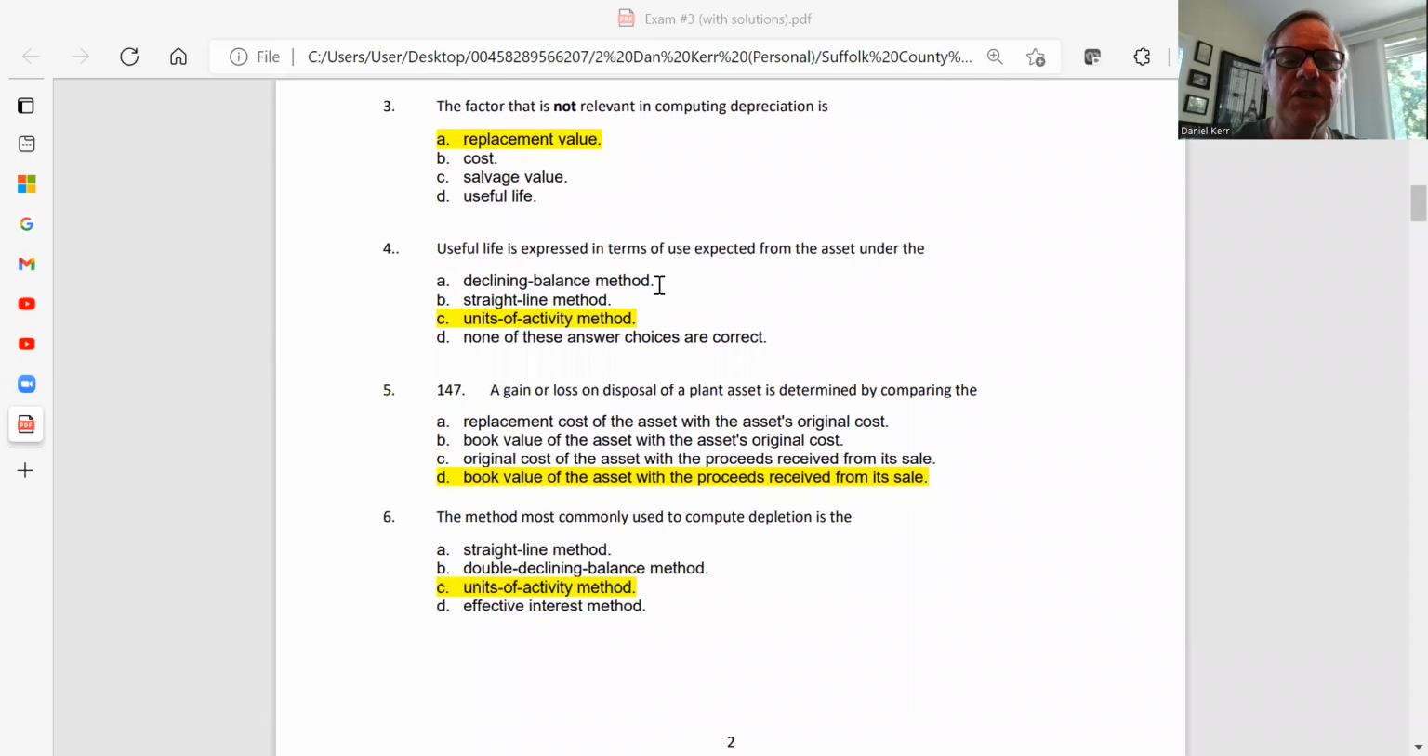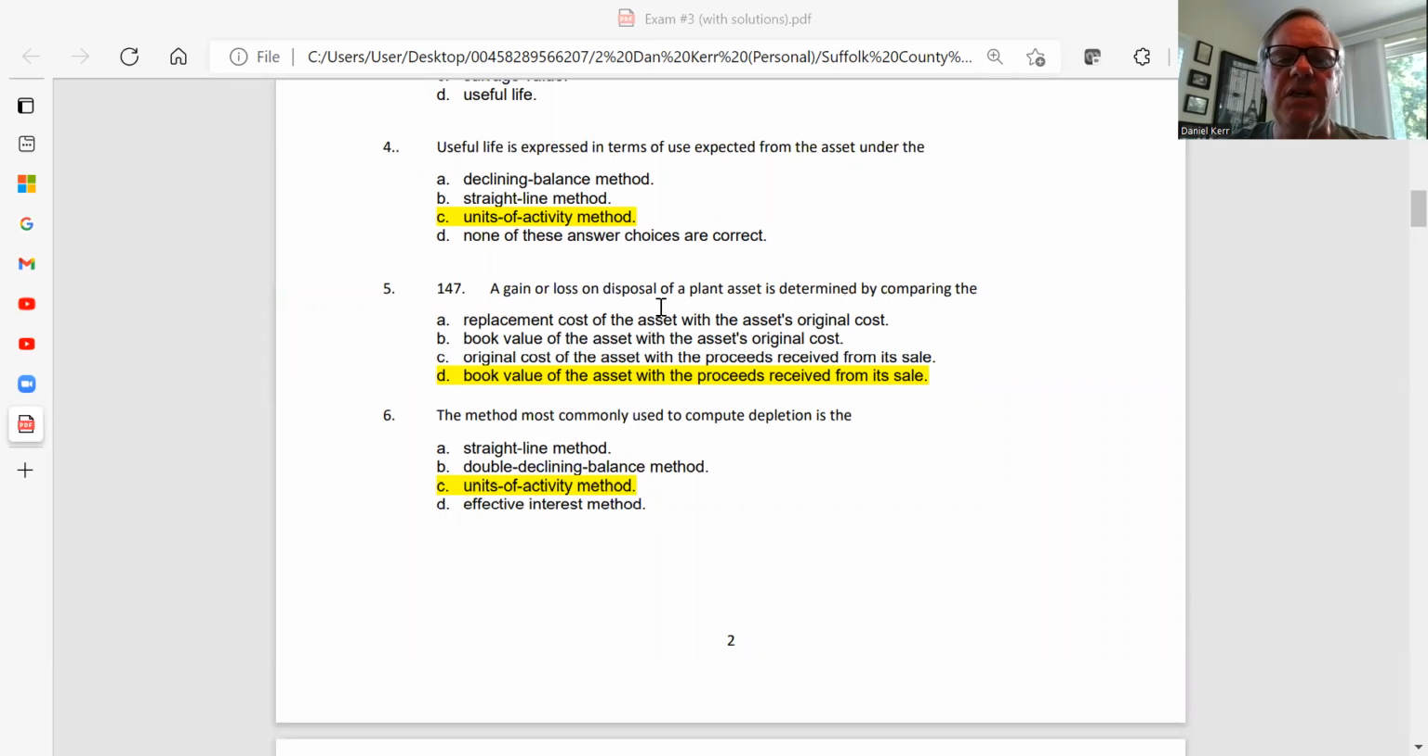Number 4, useful life is expressed in terms of use expected from the asset. Well, use, that could be in hours, that could be in units. So declining balance and straight line do it on the basis of the number of years. The units of activity basis is on the actual usage, whether that be measured, you come up with a rate per hour, a rate per mile, rate per unit. So that's the unit of activity method, which we use on pieces like an automobile or a jet engine. Also, we use unit of activity for depletion as well, which may show up later on.